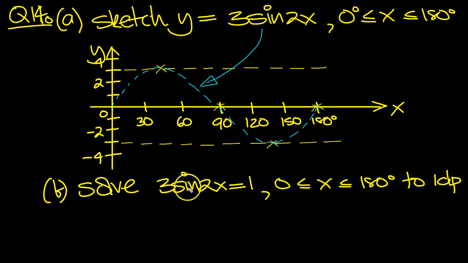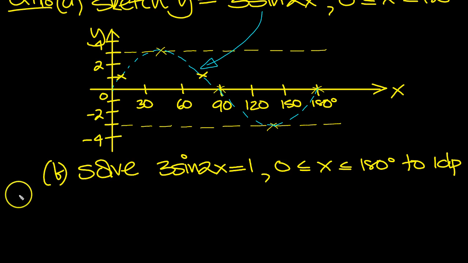Okay, part B. Now solve 3 sine 2x equals 1. Well, if you look on the curve, here's the value 1. So you should see a solution here and here. That's what we're looking for, aren't we? So let's have a go at this then.